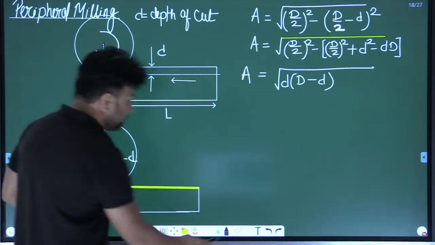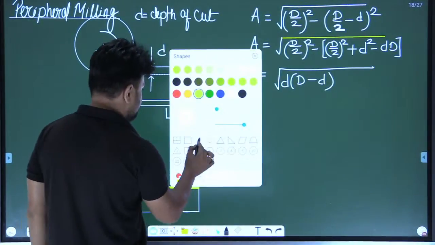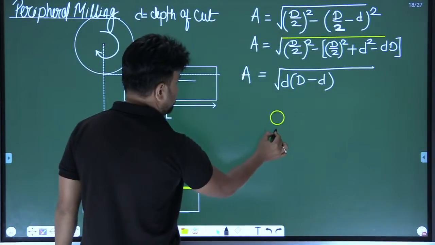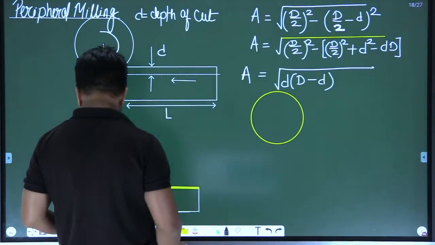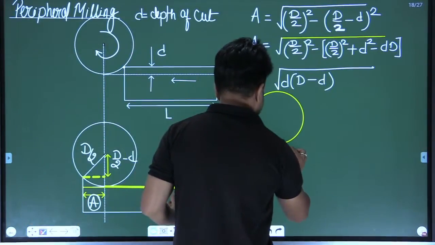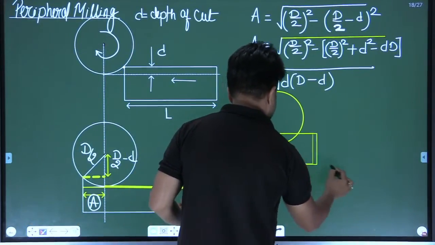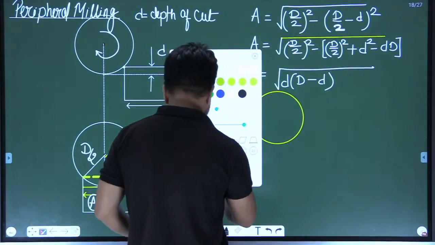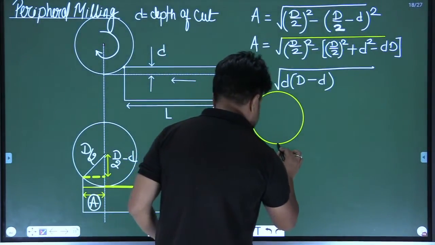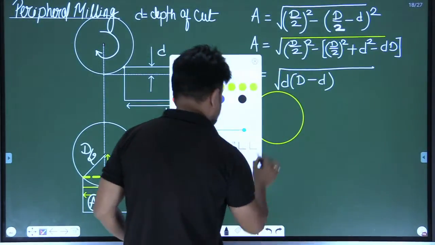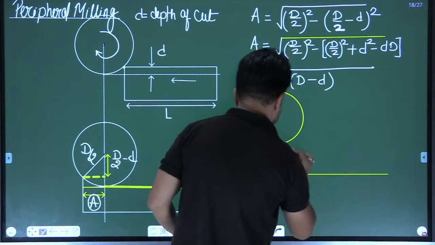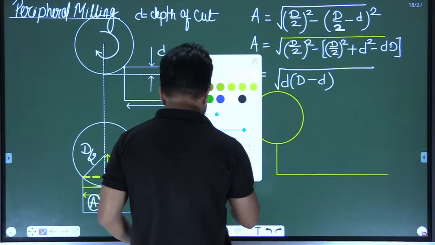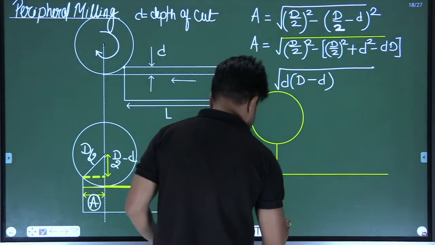Now, suppose this is a milling cutter, let's say again I am drawing here. Now, if the work table has moved the A distance, let's say the A distance. Now, see properly, my dear student, see properly.